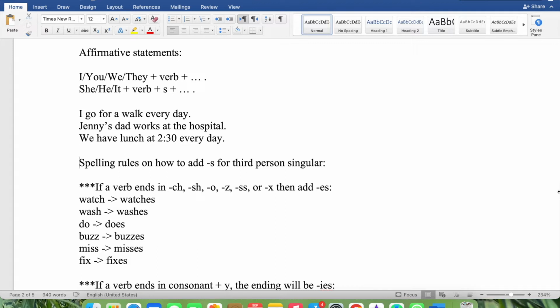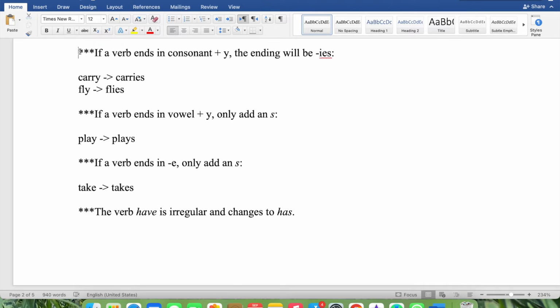There are certain spelling rules on how to add s for a third person singular. If a verb ends in ch, sh, o, z, s, or x, then add es. For example, watch, watches, wash, washes, do, does, buzz, buzzes, miss, misses, fix, fixes. If a verb ends in consonant plus y, the ending will be ies.